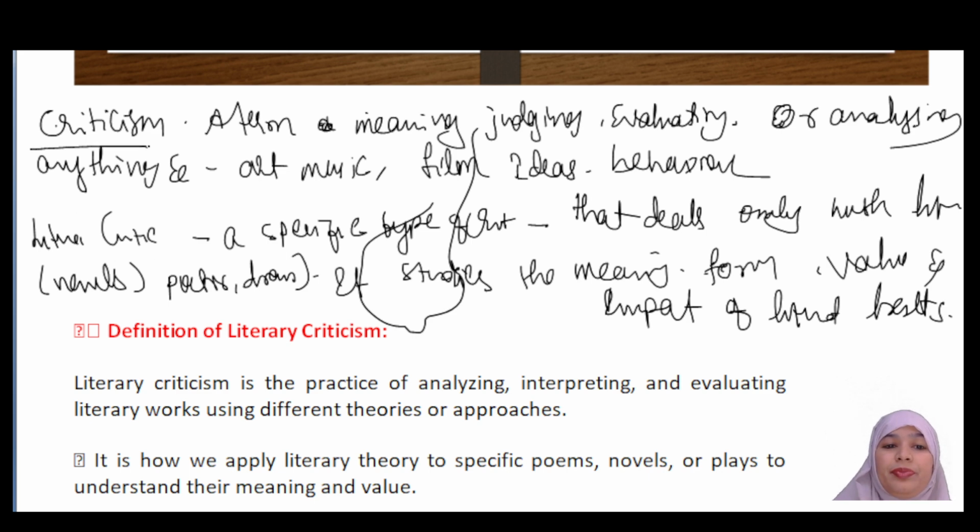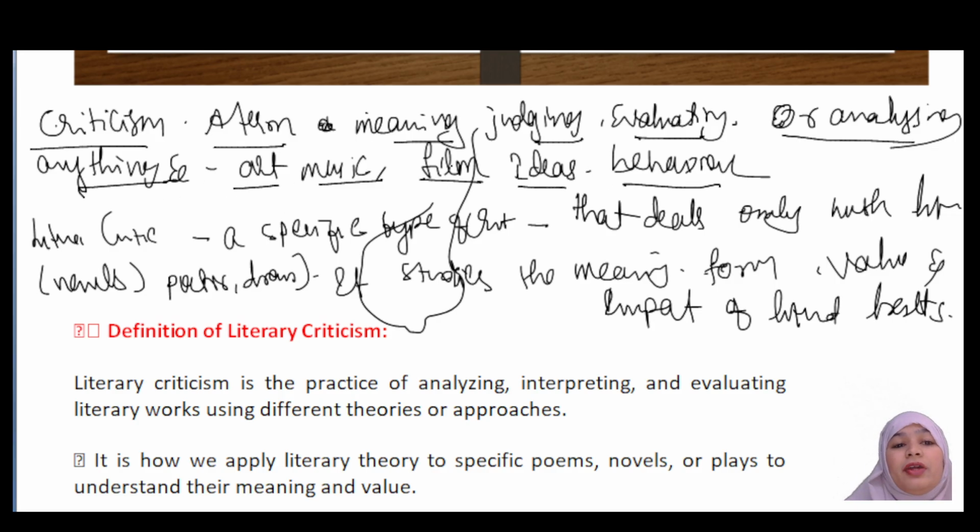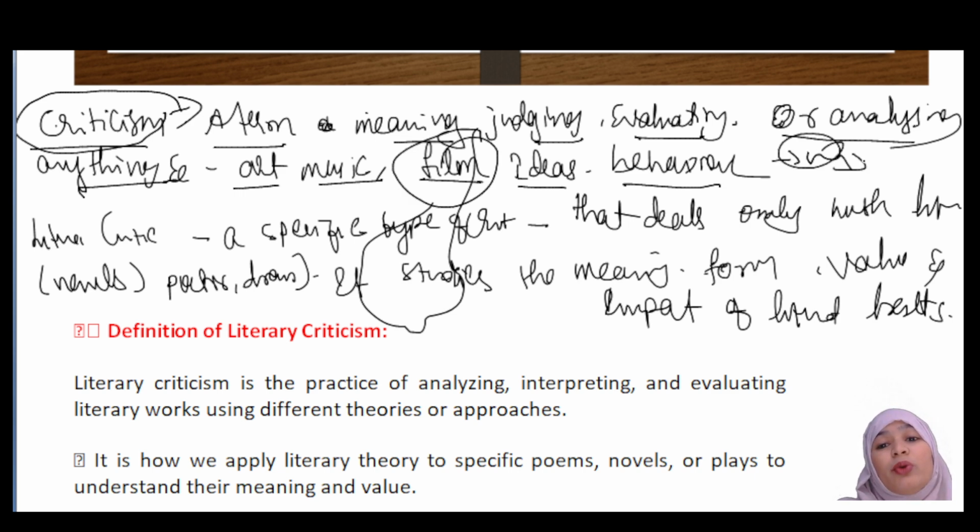What is criticism? It is a term meaning judging, evaluating or analyzing anything like art, music, film, ideas and behavior. It is a general term where we easily show our judgment towards a thing, evaluate it, and analyze it. Like a film: once we watch the movie, we show our own views on that. By analyzing that movie, we give our own words and our own judgment towards that movie. That is what is called criticism.